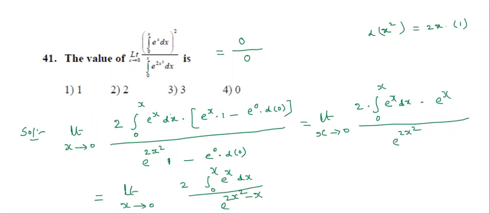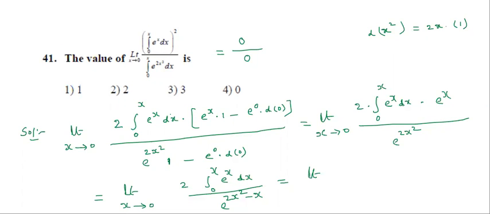Now again apply the limit. You will get 0 by 0 form, I think. So then what do we have to do? Apply the Leibniz rule. Or the denominator cannot be 0, no? The denominator we get 1. So do one thing.